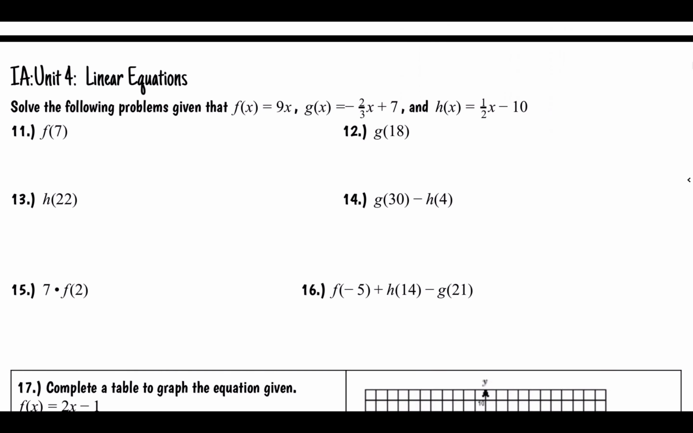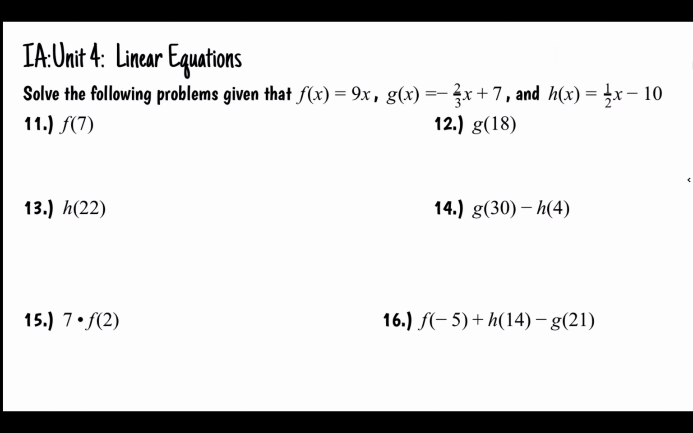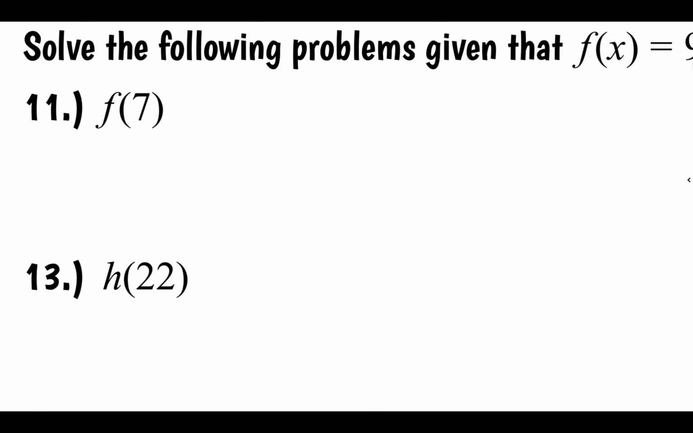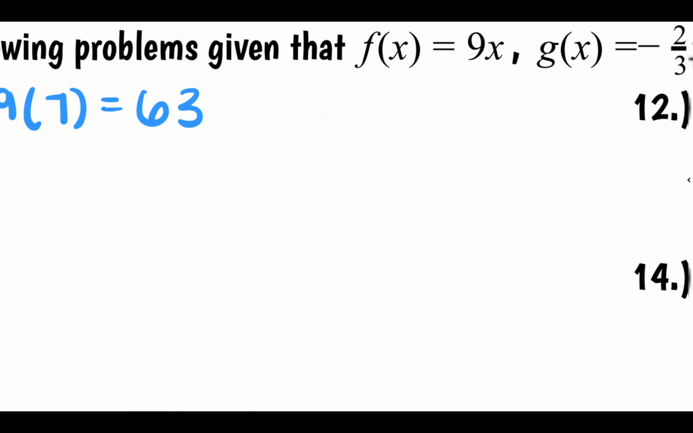Okay, flip the page. Just a couple more evaluating problems. We're given 3 different functions up at the top. Our first one, we have f of 7. We're going to use our f function. Instead of x, we're going to plug in 7. So we have 9 times 7. 9 times 7 is 63. Okay, easy enough. So f of 7 is 63.